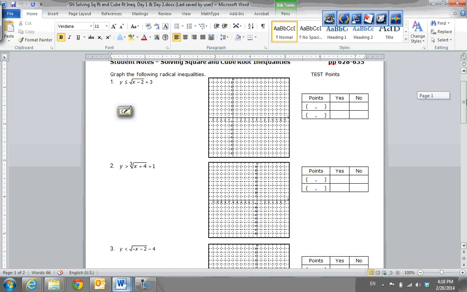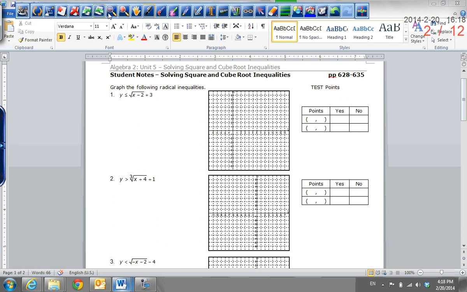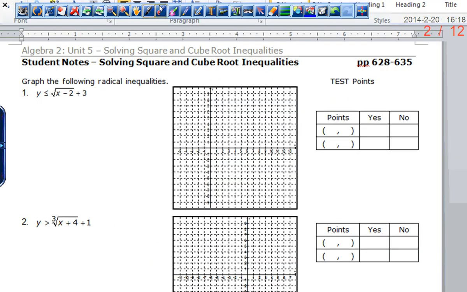All right, ladies and gentlemen, we have some inequalities to solve today. You're going to have to draw on some previous information on what the parent function looks like as far as the square root. So the square root parent function ordered pairs are at 0, 0, 1, 1, 4, 2, and 9, 3.